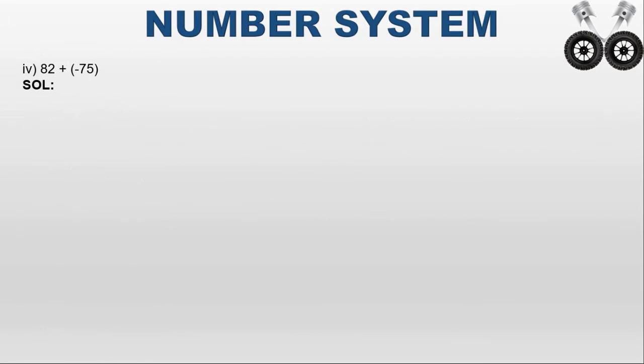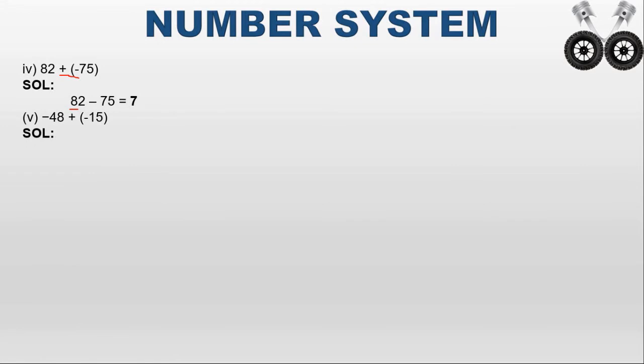82 plus minus 75. So we are having two operators near together, so you have to change the sign. So plus into minus is a minus. So 82 minus 75. So here we are having the different sign, so you have to subtract. 82 minus 75 is 7. The biggest number is 82, and 82 has a positive sign. So you have to put it as plus 7.